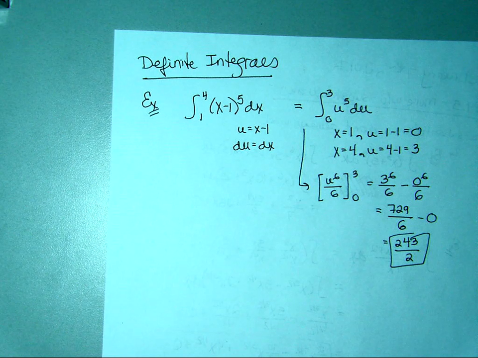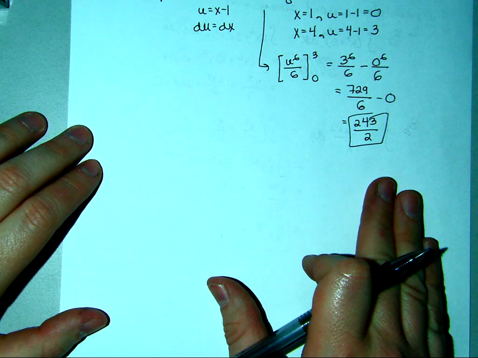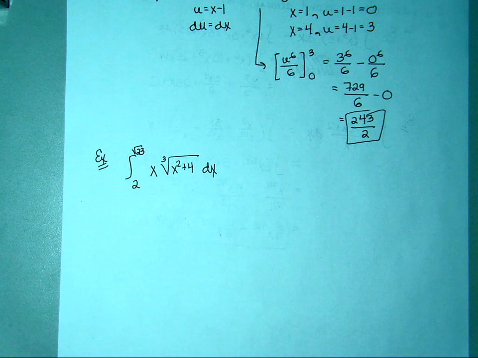Let's take a look at, for example, the integral from 2 to the square root of 23. I promise it's going to be okay. Of x times the cube root of x squared plus 4 dx. It's actually a good thing I have the square root of 23. You'll see why in a moment. I'm going to integrate this thing from 2 to the square root of 23.